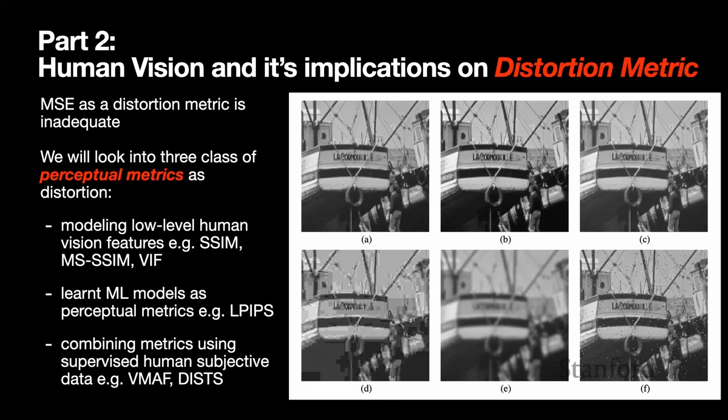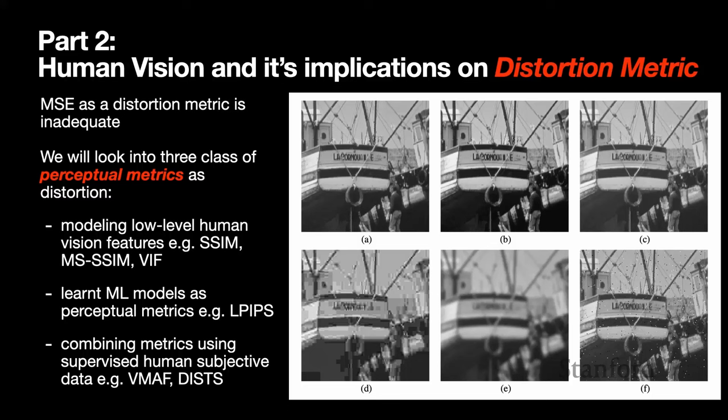The second idea is to use these modern, big, learned machine learning models, right? A lot of people have figured out that these actually extract very relevant features, very similar features to humans, and maybe we can use these huge models to actually extract the relevant information out. Okay, so actually let me also throw some terms. This modeling of low-level human vision features led to metrics such as SSIM, MS-SSIM, or VIF.